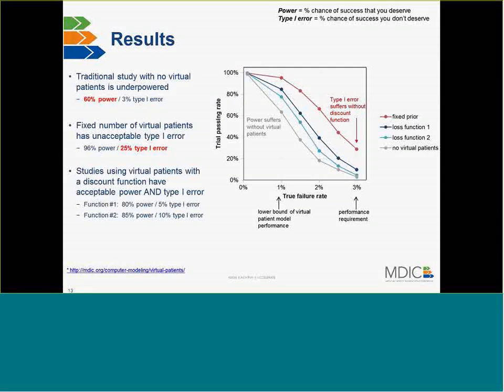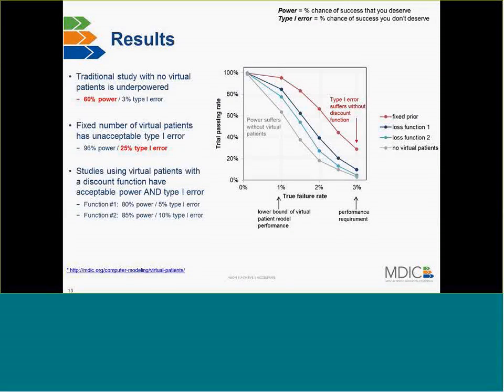So let's talk about the different sorts of studies that we looked at here. The traditional design, which would be the status quo at this point, ended up being way underpowered. What that means is that without any virtual patients to augment the study, the chance of passing the trial, even if the true underlying performance of the device was acceptable, was low, and a sponsor would likely not take up that sort of study, and you'd have to enroll more patients, which would increase costs.